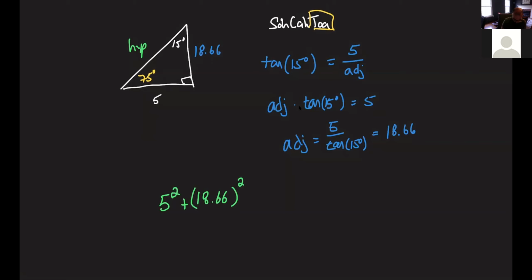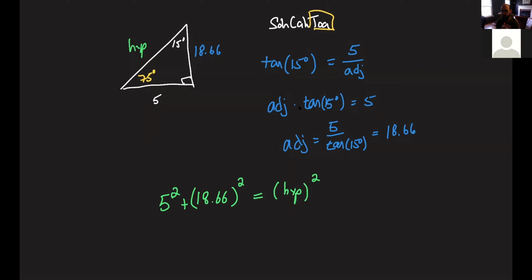And that comes out to 373.1956. Okay, and what should all that be equal to? That should be equal to the hypotenuse squared. Yeah. So what you did is you computed the 5 squared and the 18.66 squared, and then you took the square root of that. Yeah. So what I'm going to do is do it all in one step.